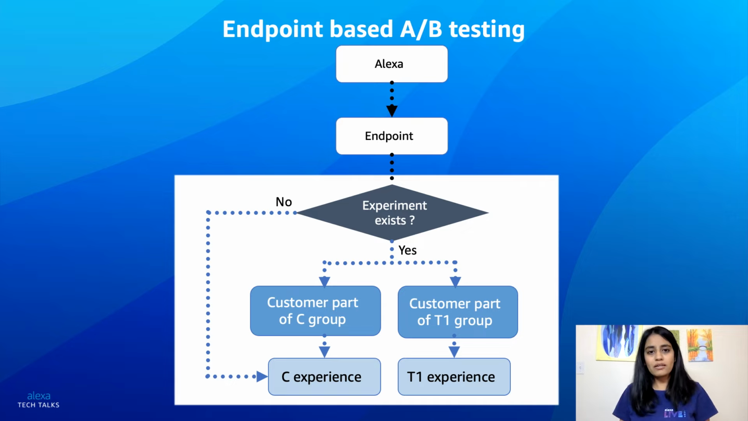Once the experiment starts, you can evaluate metrics such as customer friction, ISP offers, skill utterances, etc. Using these metrics, you will be able to take a decision on which version works better for you and your customers, and then dial up this experience.